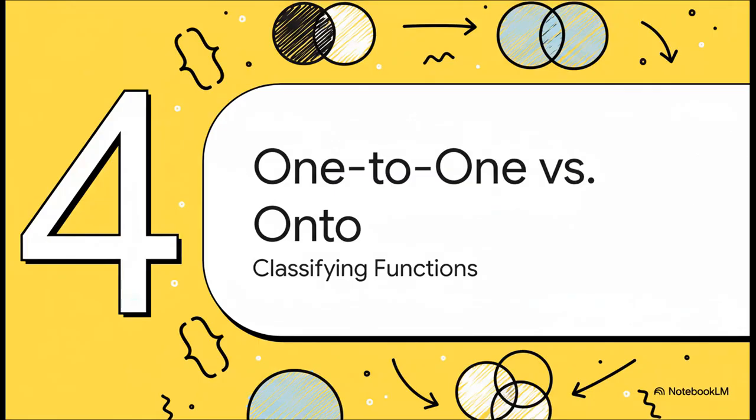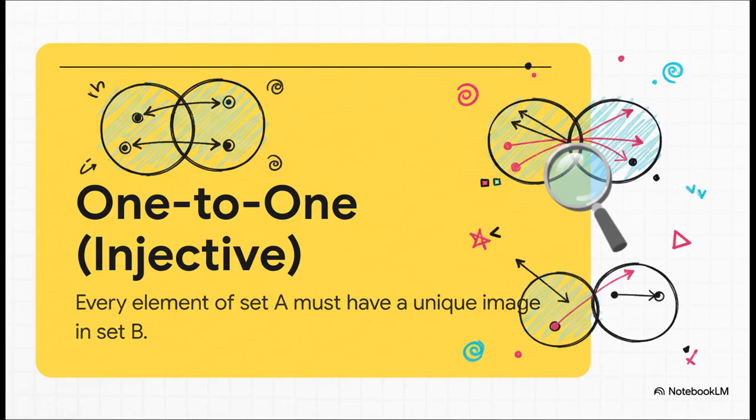So now that we know what a function is, we can actually start to classify them. And the 2 most important types you're going to run into are one-to-one and onto. They basically just describe how the connections between the sets are behaving. So, a one-to-one function, sometimes called injective, is very particular. Every input has its own dedicated, unique output. The big rule here, no sharing. No 2 inputs are ever allowed to point to the same output.